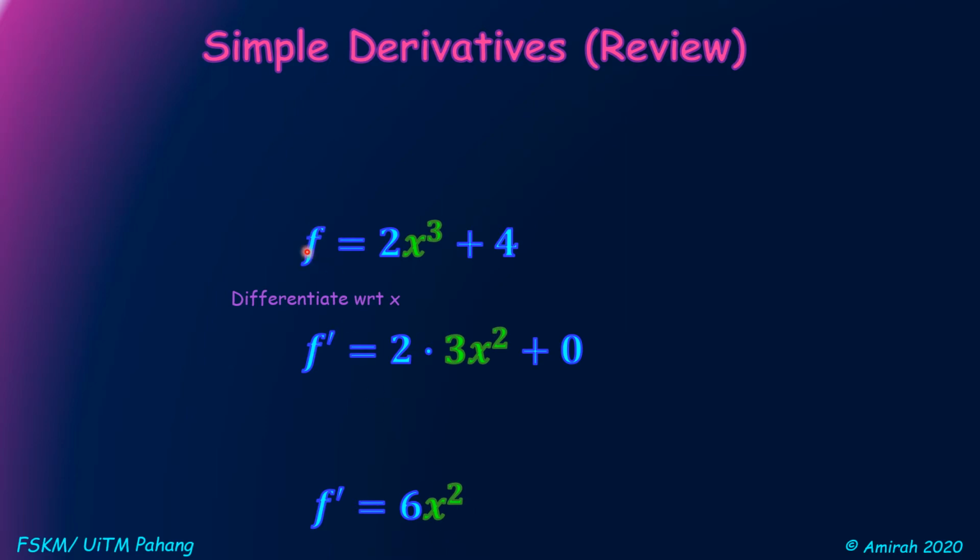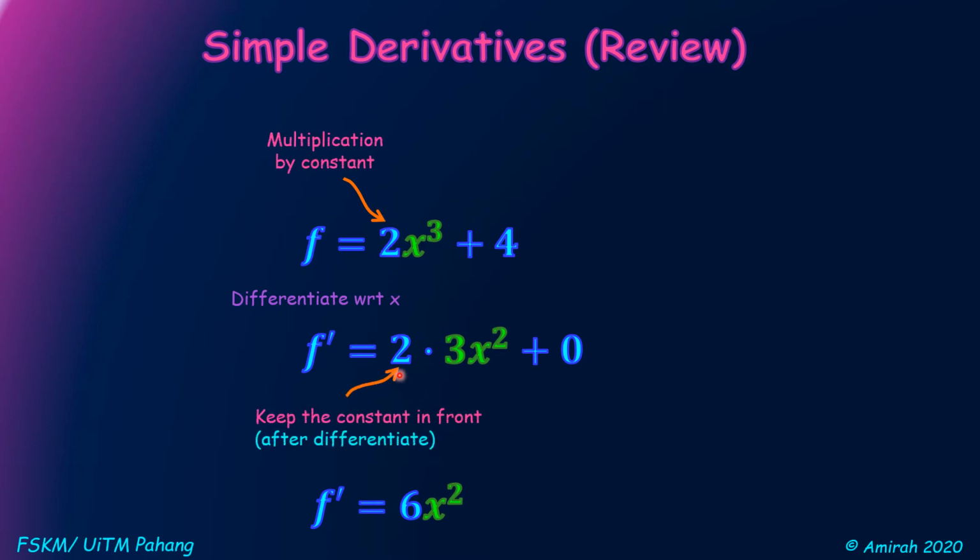When we differentiate f, the symbol becomes f prime of x in simple derivative. If we have multiplication by a constant here, we just keep the constant in front after we differentiate. Then we differentiate x cubed using the power rule, so we get 3x squared. Here is a constant, so when we differentiate a constant, it equals 0. After we simplify, we get 6x squared.